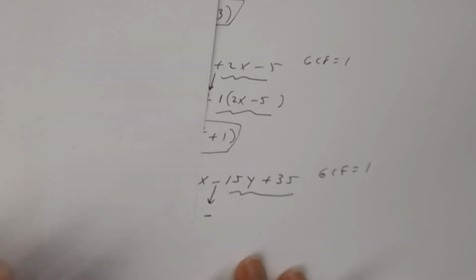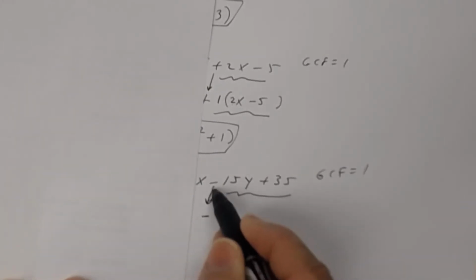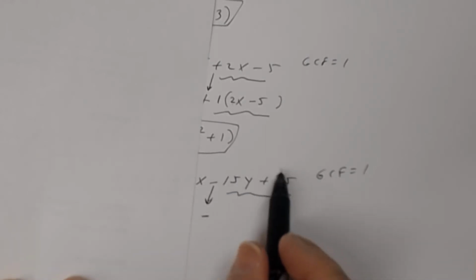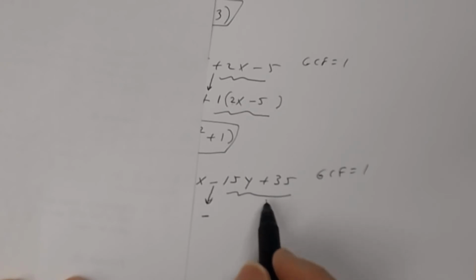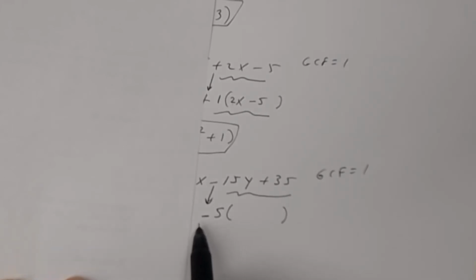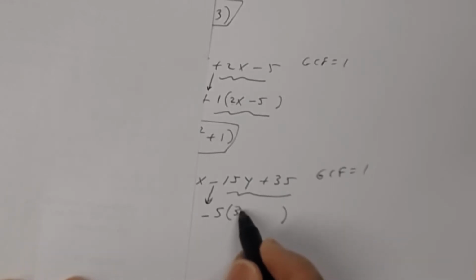Now remember, you have to factor out this sign right here. So I'm factoring out a negative GCF. So if we look at a negative 15y and a positive 35, the GCF is 5. So I'm going to factor out a negative 5. Since I'm factoring out a negative, you have to be careful when you distribute to check. Negative 5 times 3y is a negative 15y.